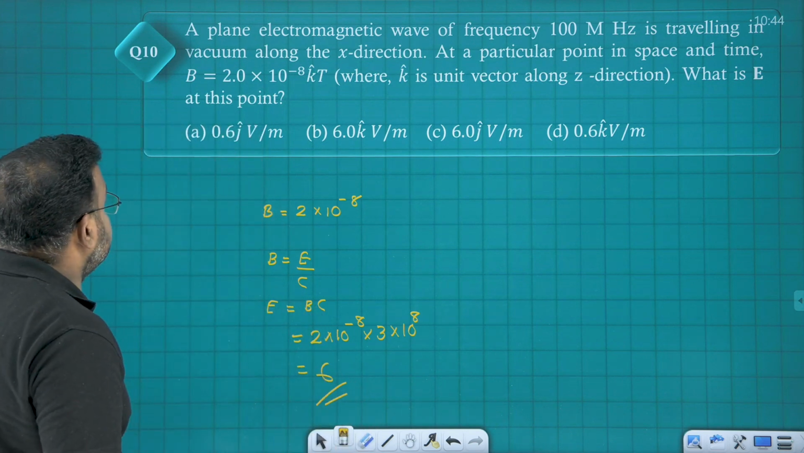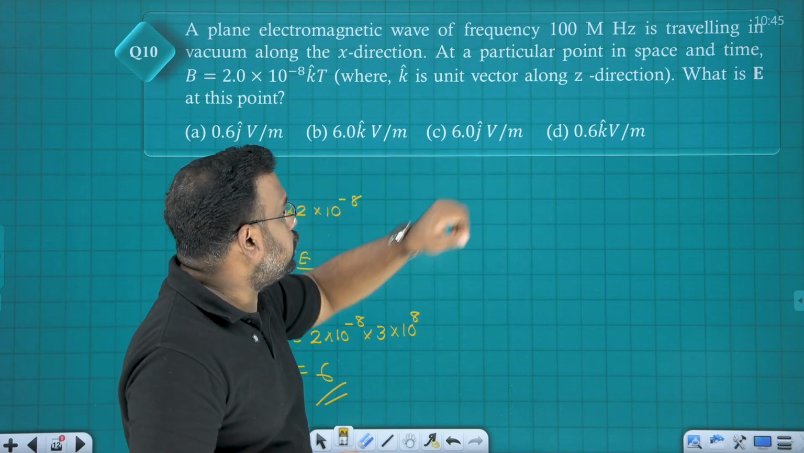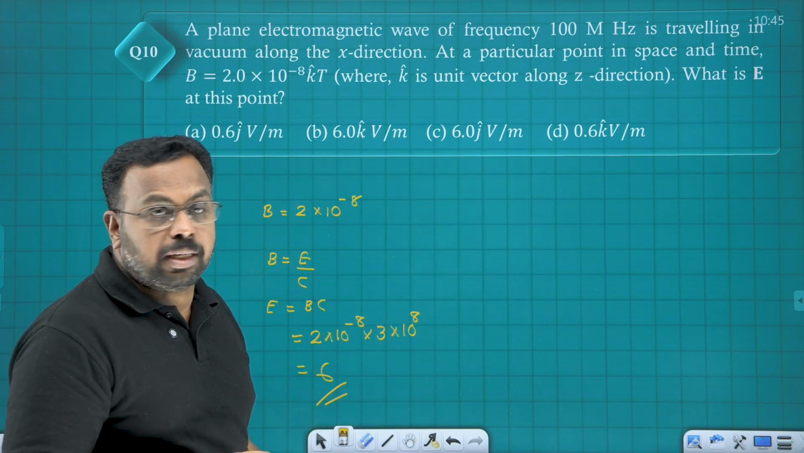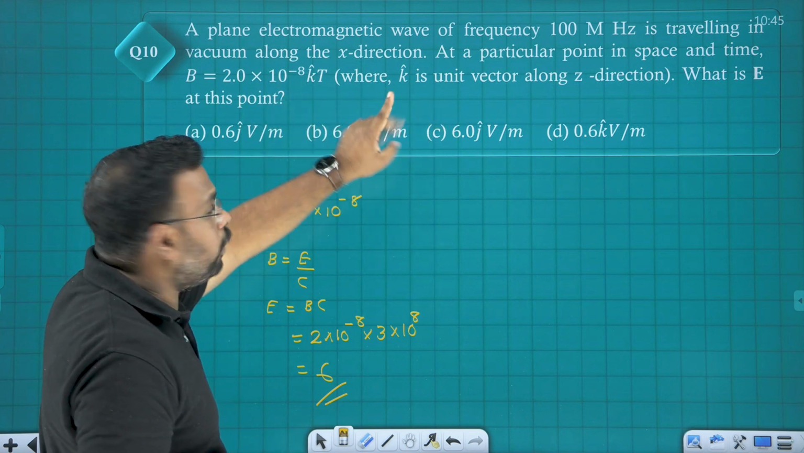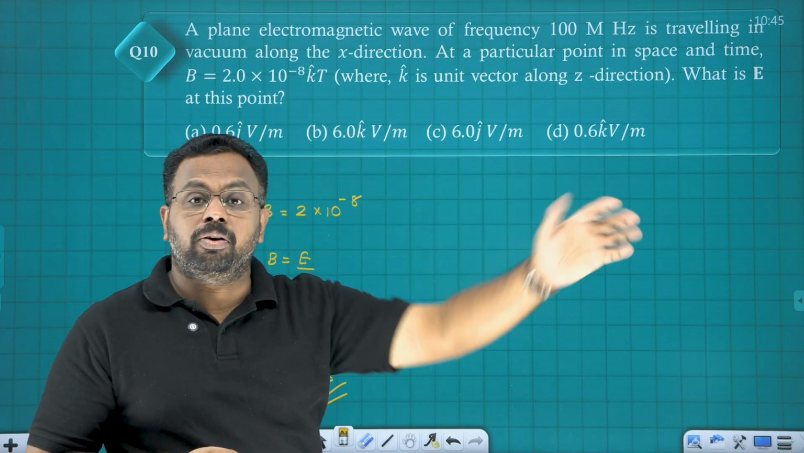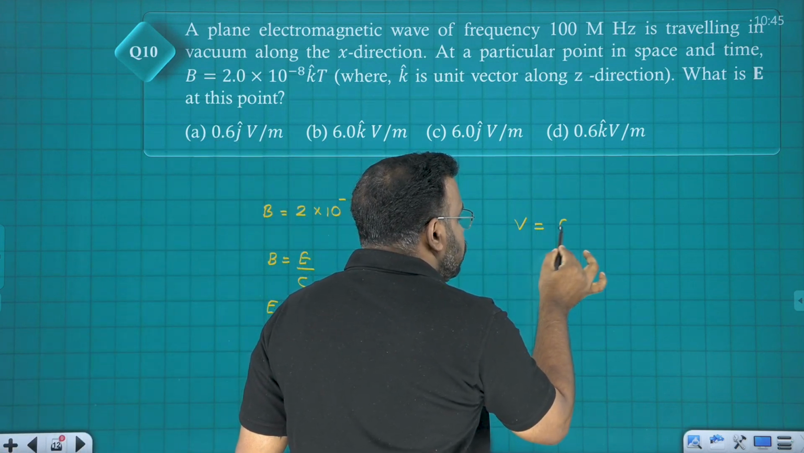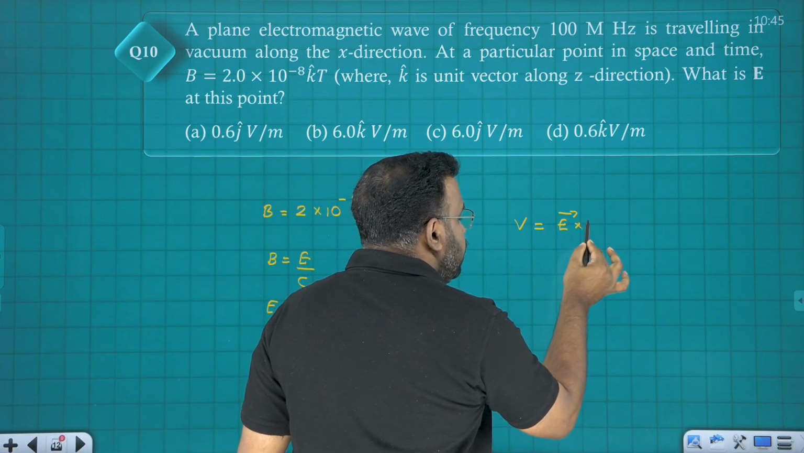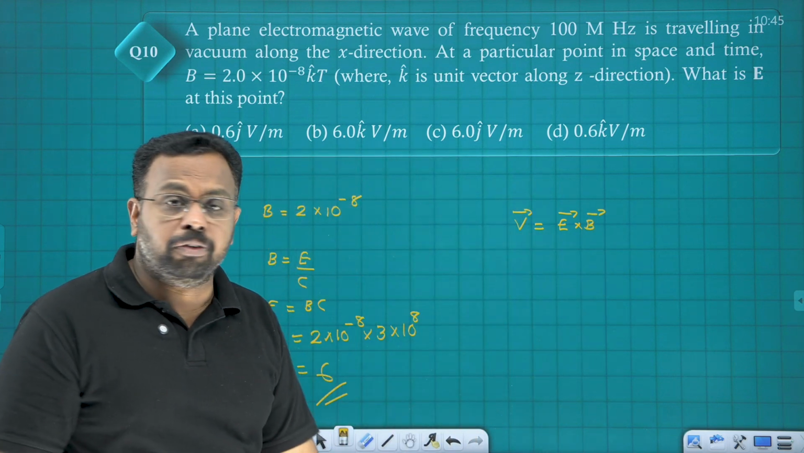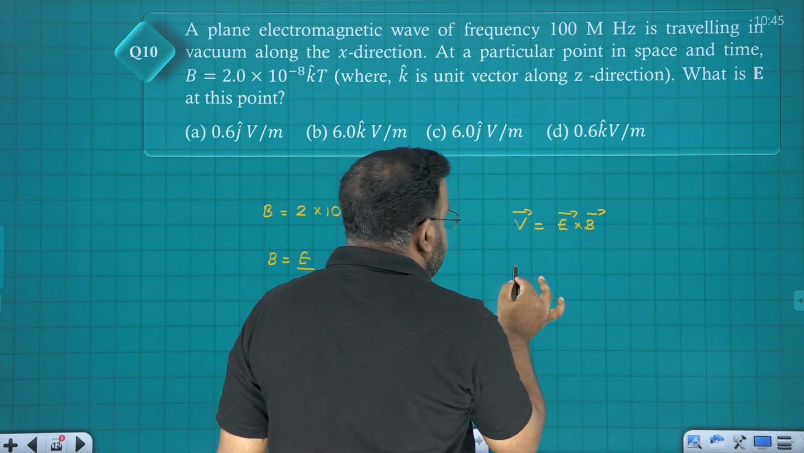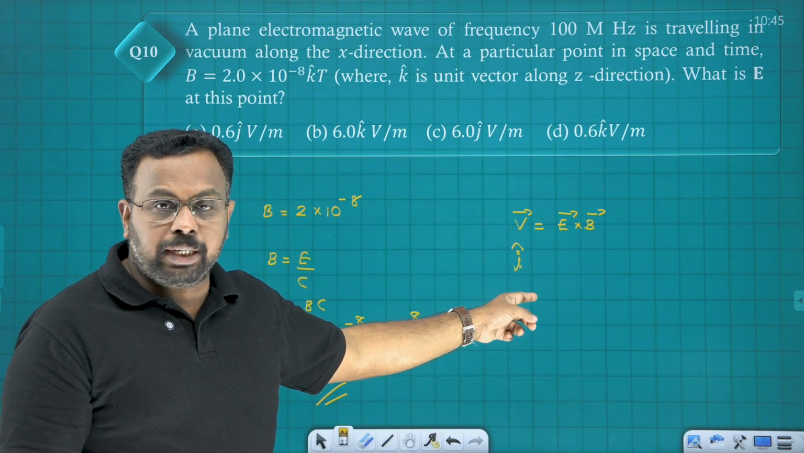Now you can check the options. There are 2 options: 6 k cap and 6 j cap. What is the right answer? How can we find it? A plane electromagnetic wave is traveling in vacuum along the x direction, so the direction of propagation is along the x axis. We know that the direction of velocity is in the direction of E cross B. This is the direction of velocity of the EM wave. This is given as the x axis. So we should get i cap as the cross product direction.